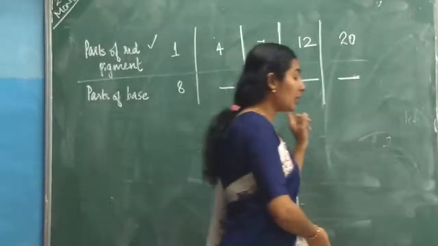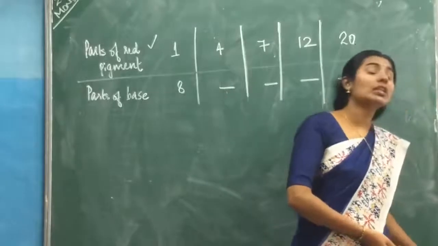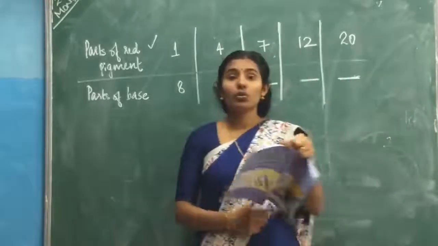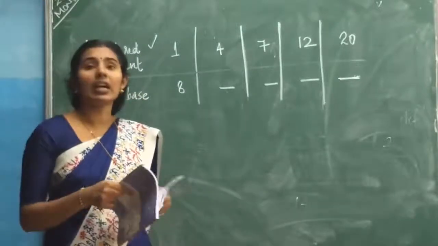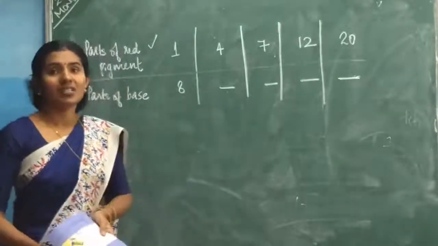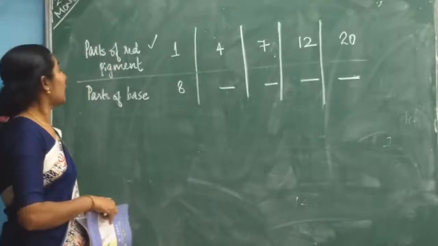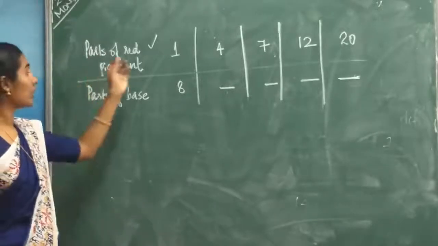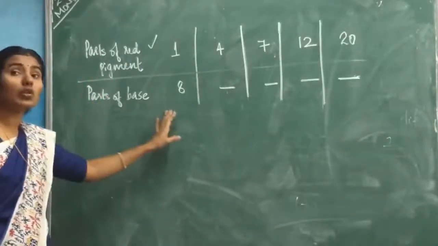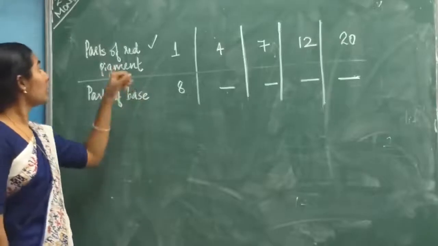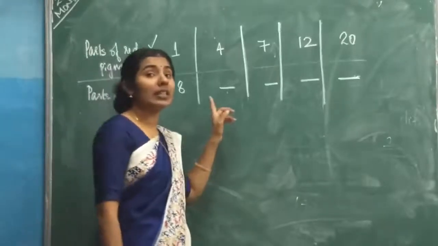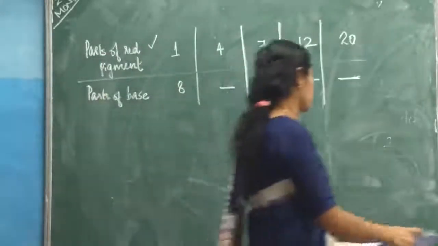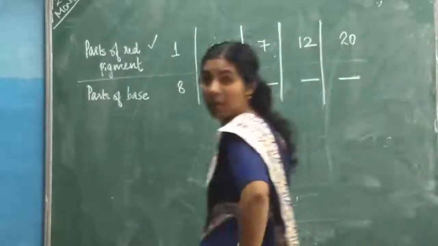So here they have given the tabular form based on that. So what do you want to find? You want to find the parts of base that need to be added. So here you see, they have given parts of red pigment and parts of base. For 1 part of red pigment, what will you get? The parts of base is 8. So how do we complete this tabular form?